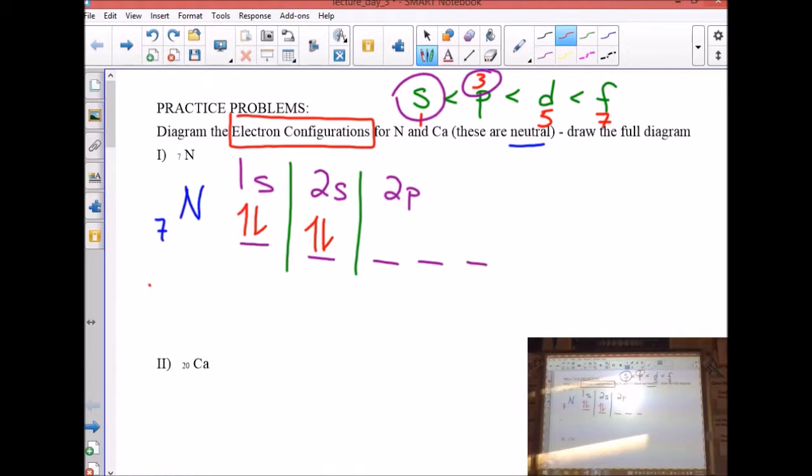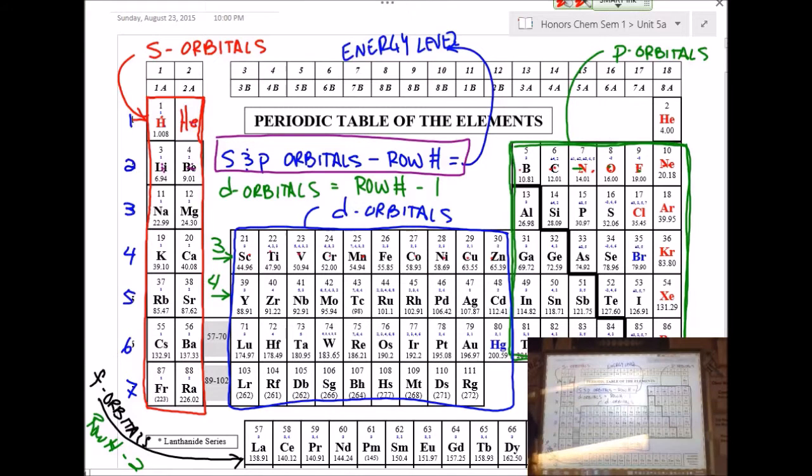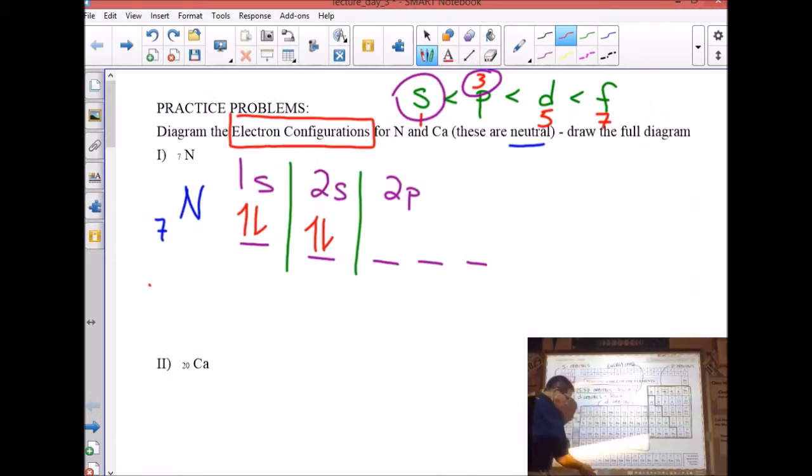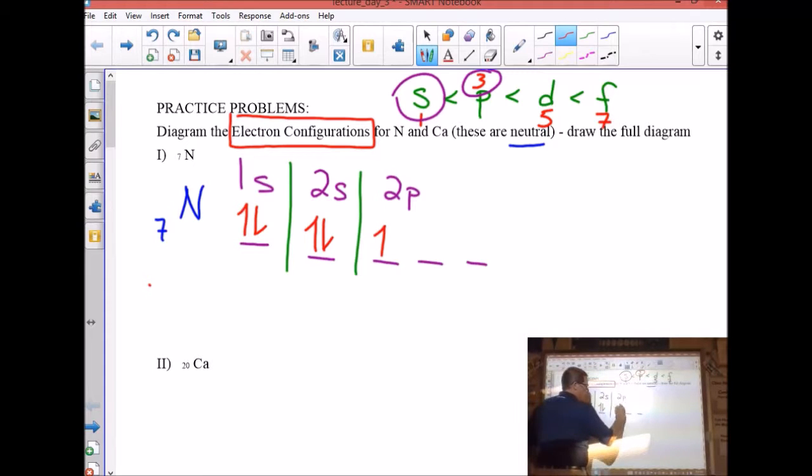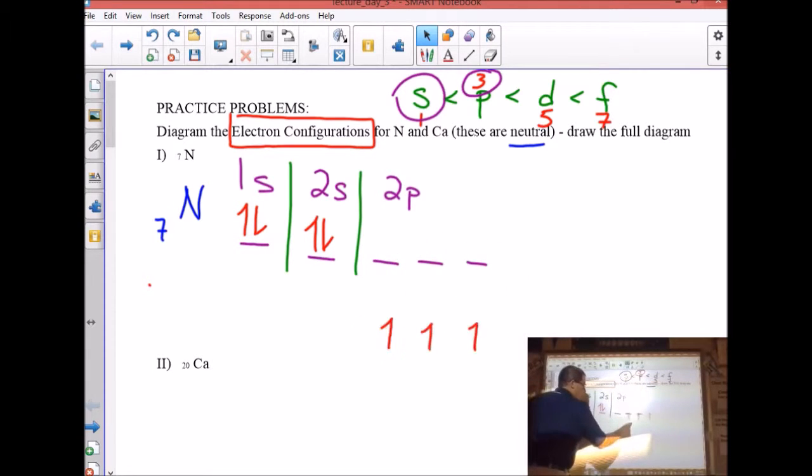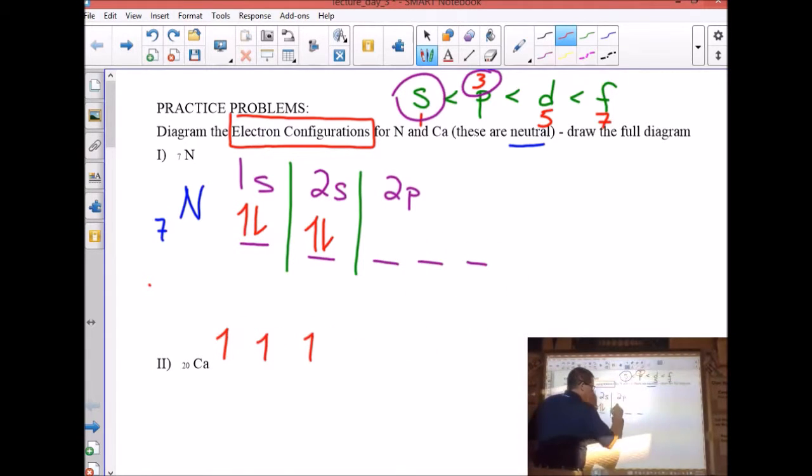All right, so now, nitrogen. If I were to look at nitrogen on the periodic table, how many elements do I count in to get to nitrogen? 3. So that means I'm going to put 3 electrons, one in each. Now here's the thing. We want to place one electron in each orbital before we go and double up. Here's what we don't want to do. I'm going to move you over just for a second. I don't want to do this.